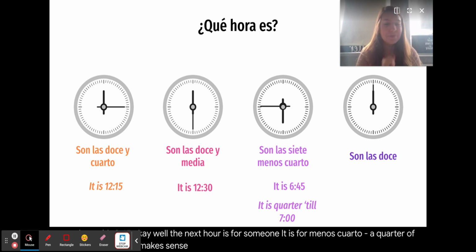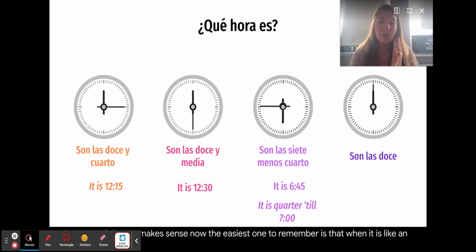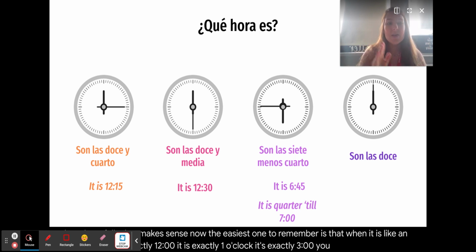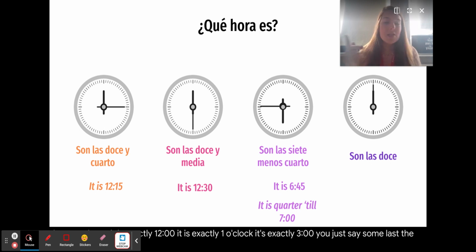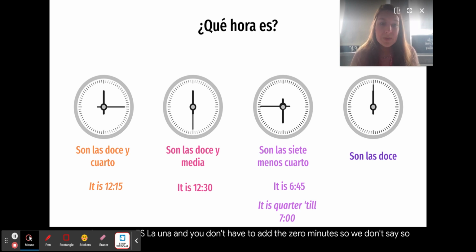Hopefully that makes sense. Now, the easiest one to remember is that when it is an hour on the dot, so it is exactly 12 o'clock, exactly 1 o'clock, exactly 3 o'clock, you just say son las 12, son las 3, or es la una, and you don't have to add the 0 minutes. So we don't say son las 12 y 0, it's 12 o'clock and 0 minutes. We just say son las 12.